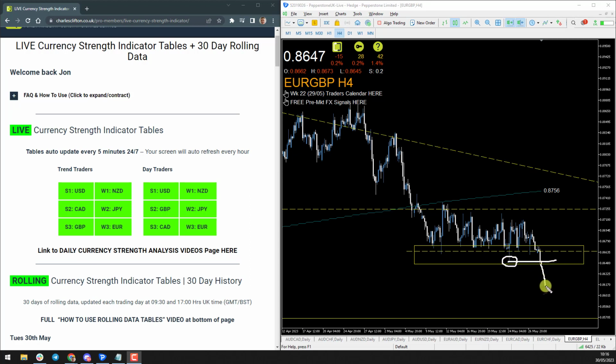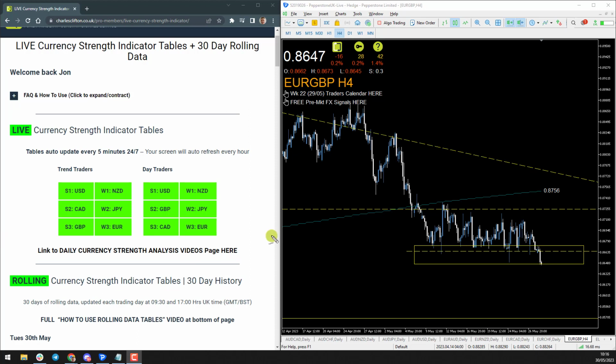What I'd want to see is price trade out of that, come back in, and then give us our short trading opportunity. Now I've put in a line here. It's around about the 0.8660 handle. So I'm looking to see if price will maybe pull back into that area before giving us an opportunity. But I want to see the breakout first. I want to see sellers drive price to the downside.